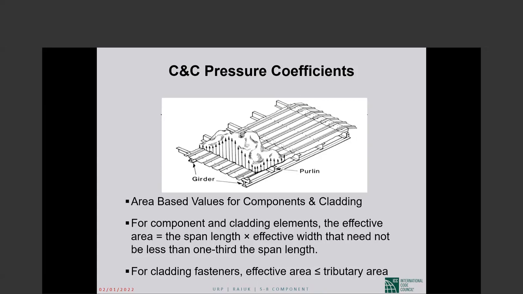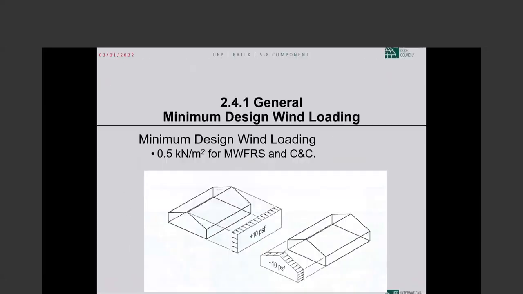So effective area is like tributary area, but not quite the same. It is the span length multiplied by an effective width that need not be taken any less than 1/3 the span length. The larger the effective area, the lower the pressure on components and cladding. When I say pressure, it includes suction; it's typically suction. For cladding fasteners, effective area is the tributary area of the fastener. That's kind of important. A bolt or a screw, when you design those, the effective area is the tributary area.